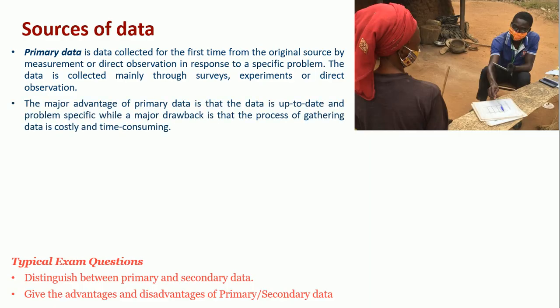The major advantage of primary data is that the data is up to date and it is problem specific. It is problem specific because the data is actually collected to address the research objective. So the questionnaire or whatever research instrument that will be used is designed in a specific way to answer the research objective.